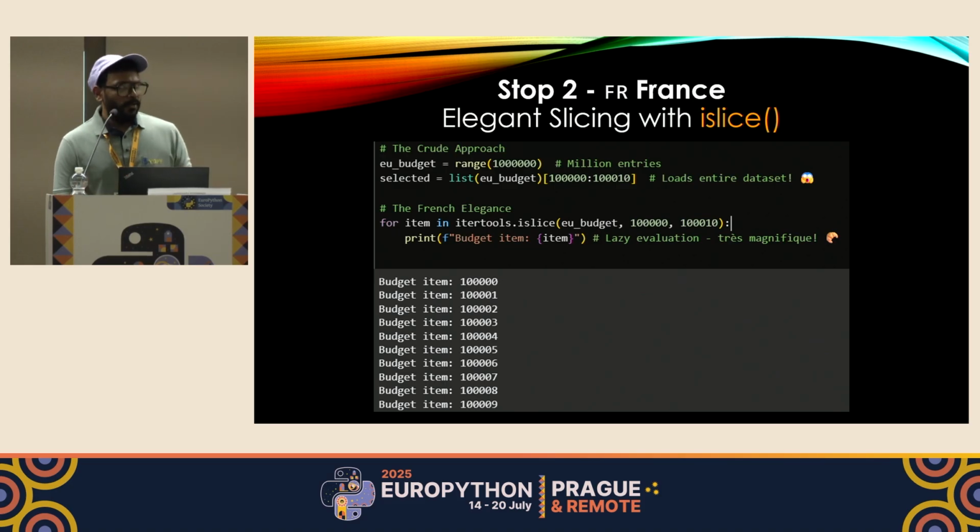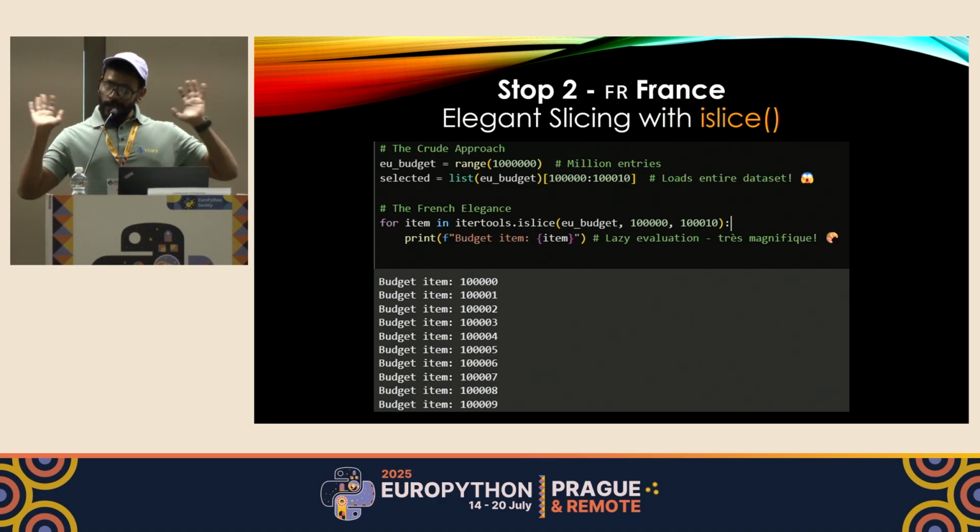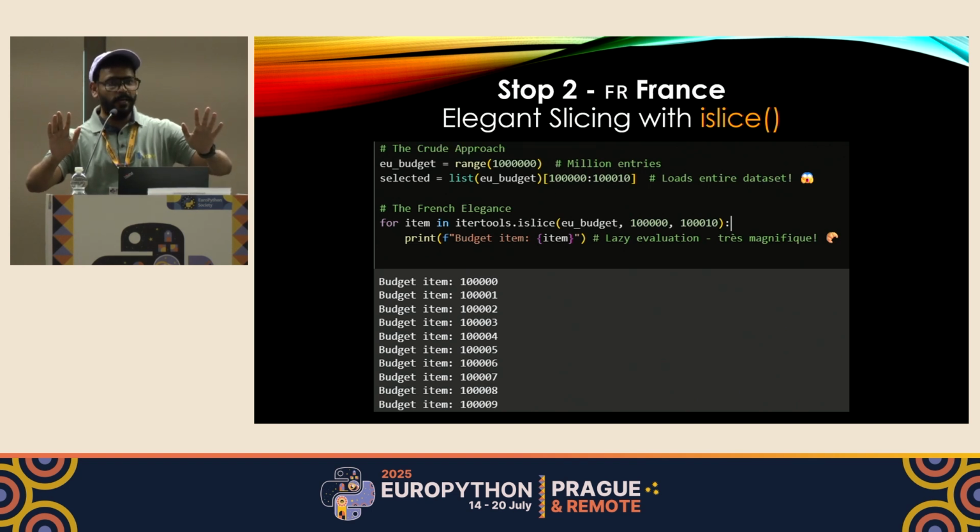If you look at the traditional approach with a list, where we slice from 1 million to 110 million, to fetch the 10 million entries we dump the entire 10 million entries into memory, which is really a waste.